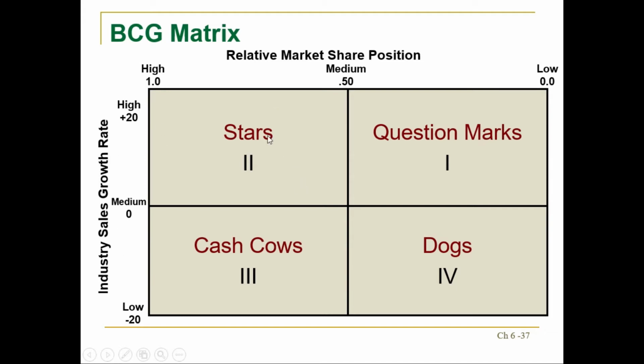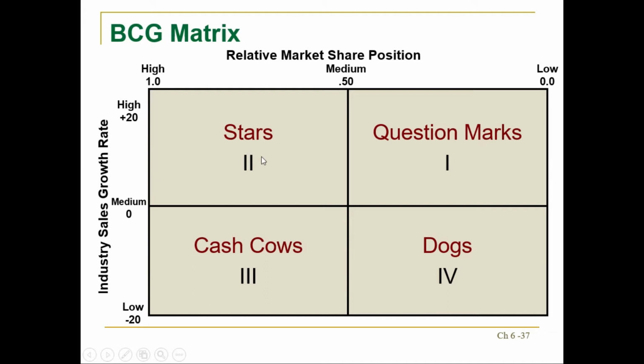So now if you have calculated the relative market share position and the industry sales growth rate, then you can locate your particular firm or division among these four quadrants. You can see that these four quadrants are termed the question mark in the first quadrant.